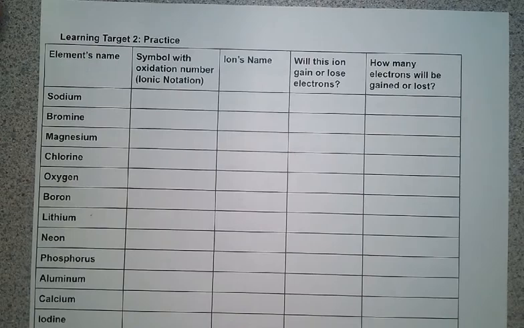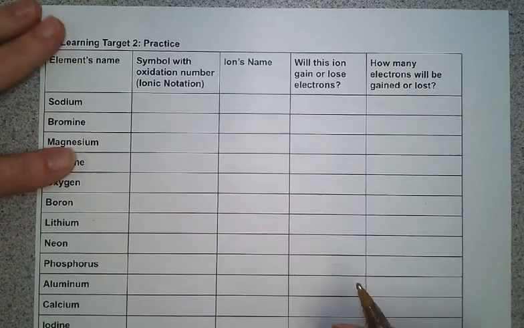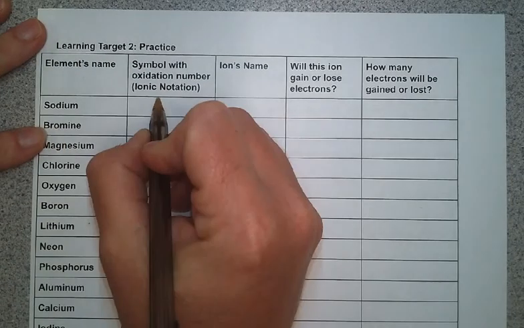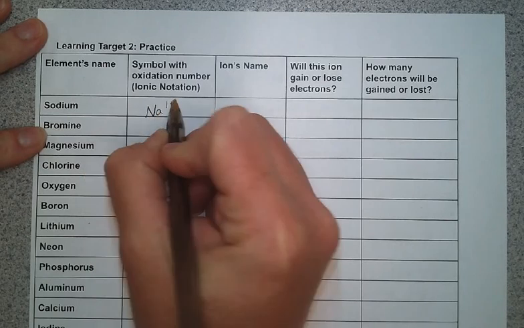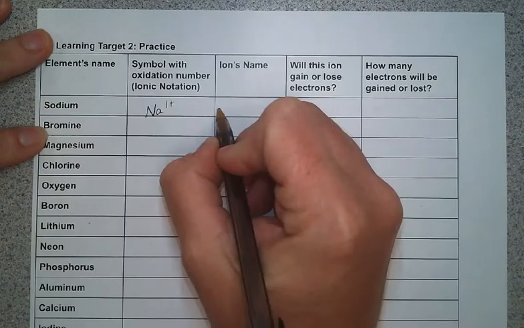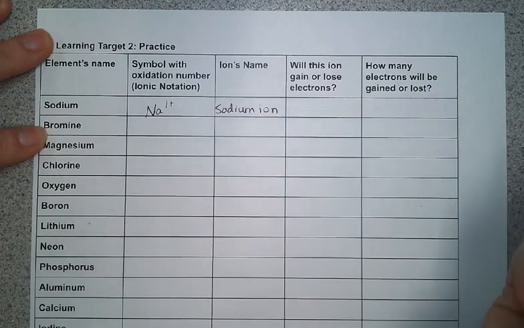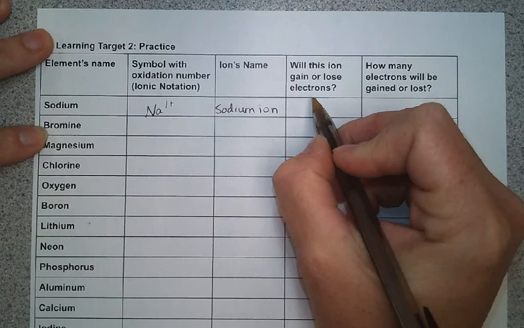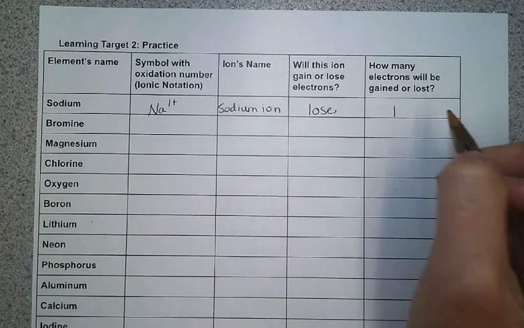On this one right here, sodium. Sodium is Na, number 11, and it is in family 1, so it has an oxidation number of 1 plus. The ion's name is sodium ion. Will it gain or lose? It's positive, so it will lose. How many electrons? 1.